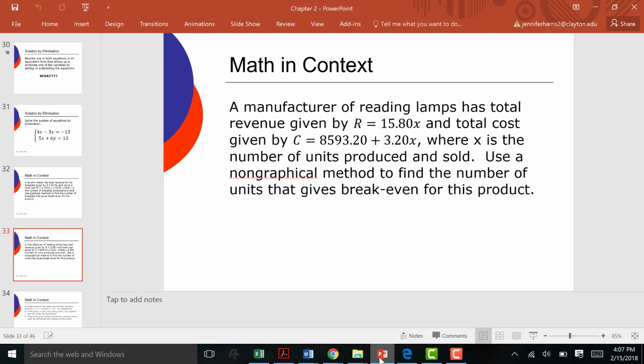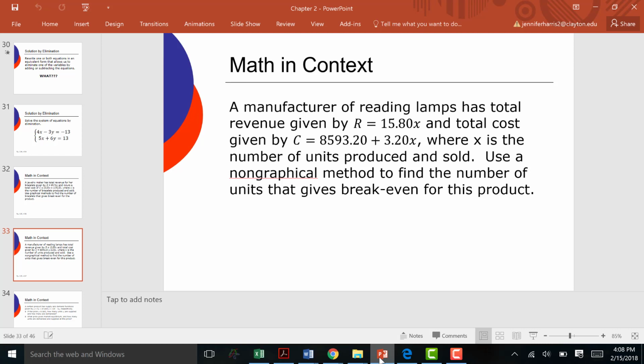Let's read it. A manufacturer of reading lamps has a total revenue given by R equals 15.80x and a total cost given by 8593.20 plus 3.20x, where x is the number of units produced and sold. Use the non-graphical method to find the number of units that gives the break-even point. They want to know how many reading lamps you have to sell or produce to give the break-even point. Alrighty? What method am I going to use?